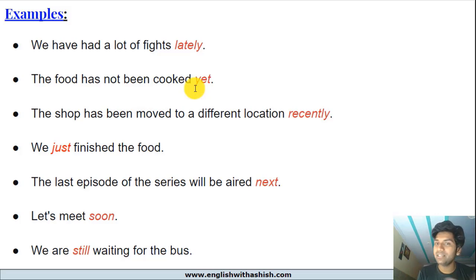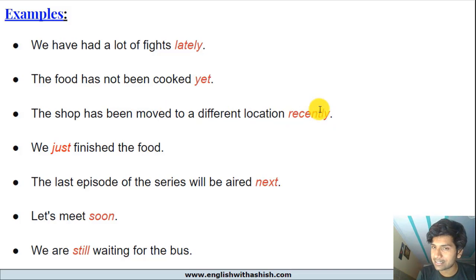The assignment hasn't been submitted yet. Like it's still to be submitted. The food is still to be cooked. The action is still going on. It's not completed, right? It's still going on.